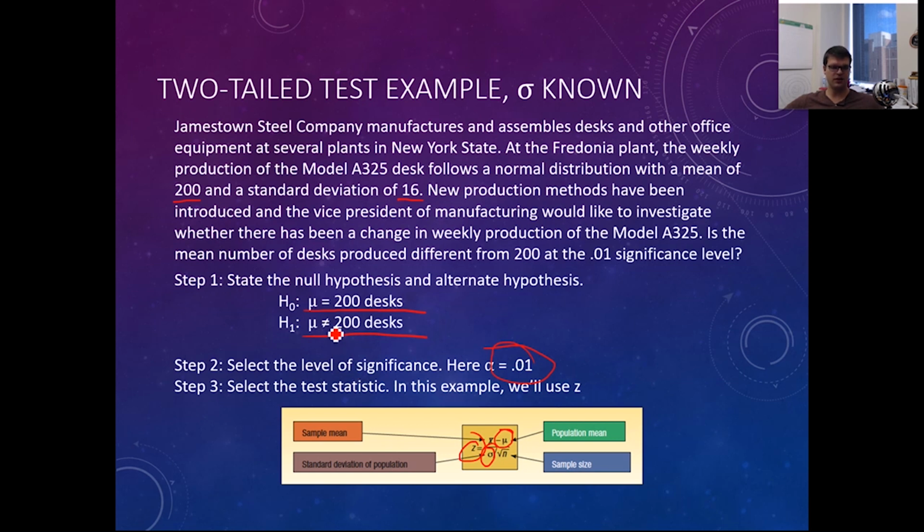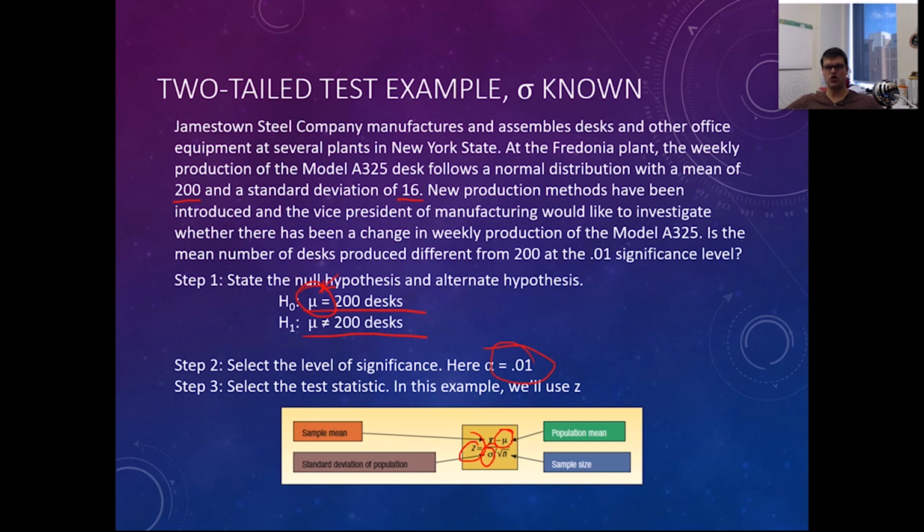And when we see mu, what we're talking about is the new population. We're using the new sample as a point estimate to adjust the new population.